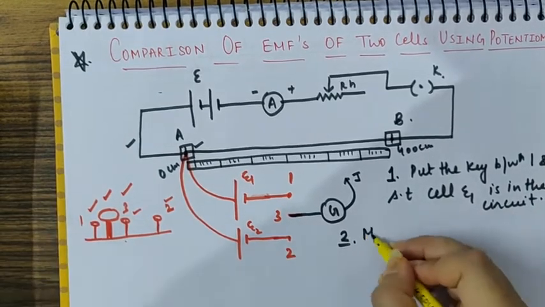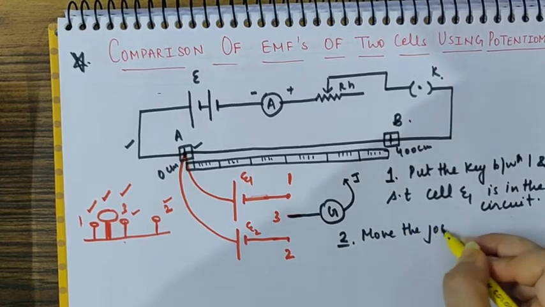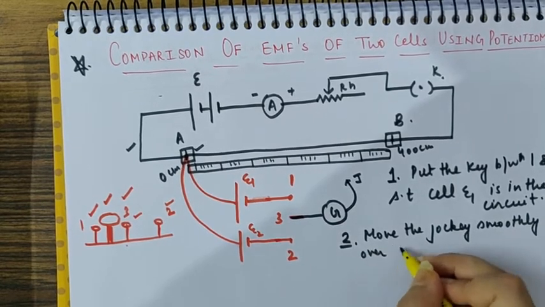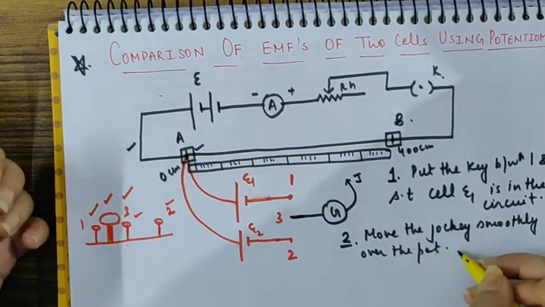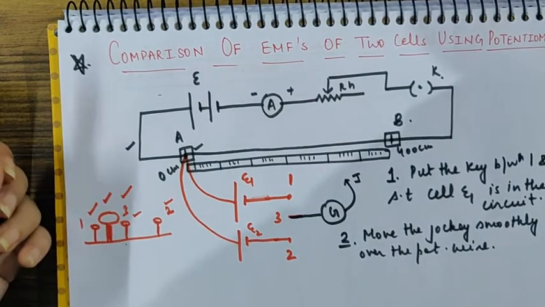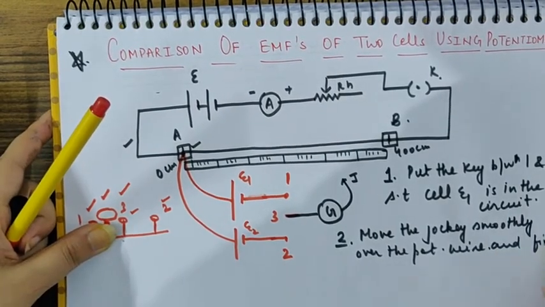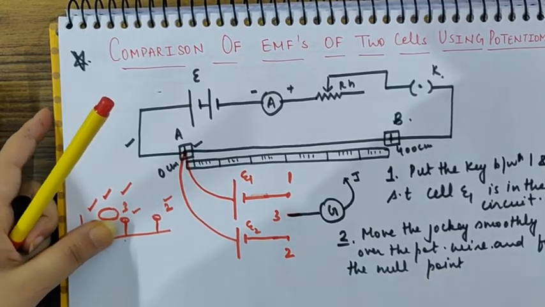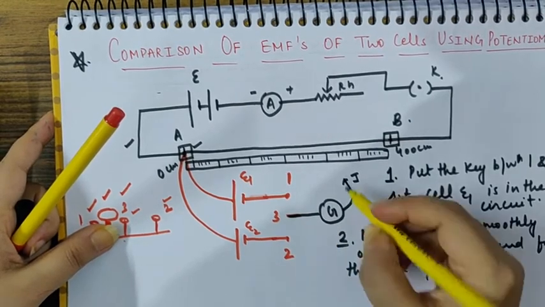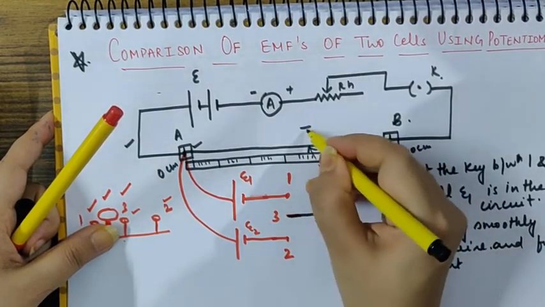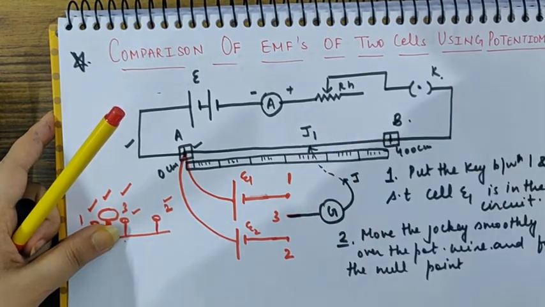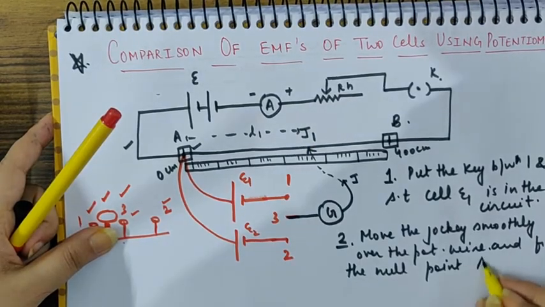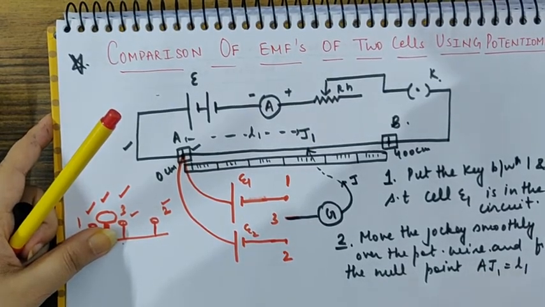Then move the jockey smoothly over the potentiometer wire and find the null point. Null point, if I remind you, is the point where the galvanometer shows no reading. Suppose that point is this. So the position of the jockey is J1, and the length between these 2 points, AJ1, that you have found out, is L1.